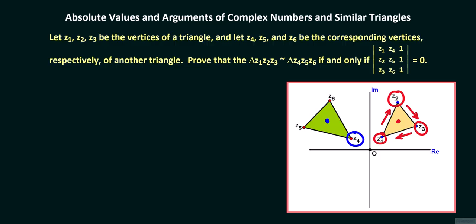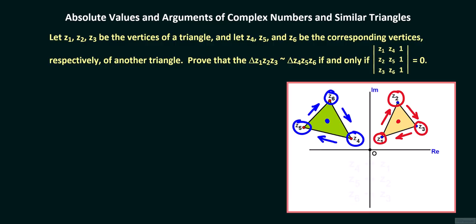Starting with z4 on the second triangle and following the same clockwise direction, and therefore the same orientation along the second triangle, we get to z5, and then to z6, and then back to z4. It just so happens that following the same clockwise direction or orientation along the two triangles, the correspondence between the vertices of the two triangles is preserved, and this is crucial to our proof.